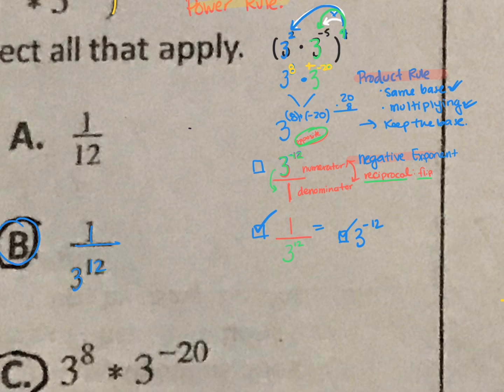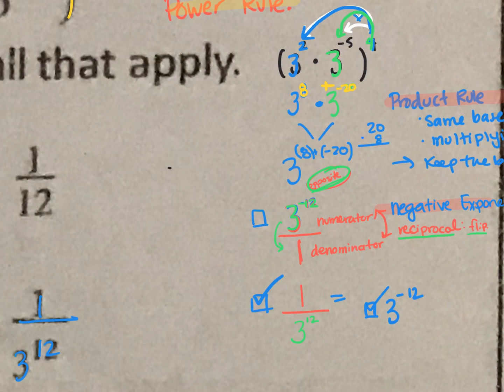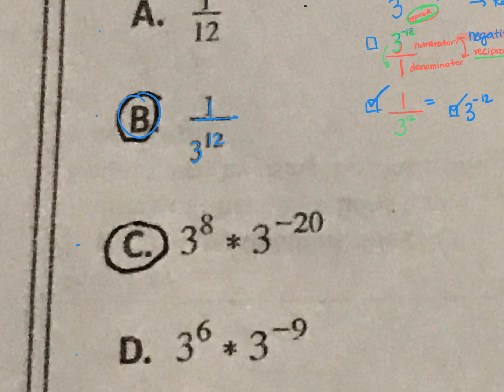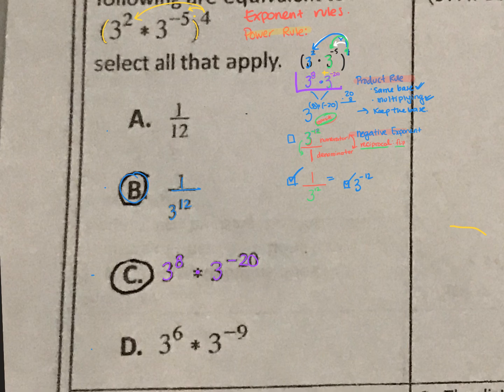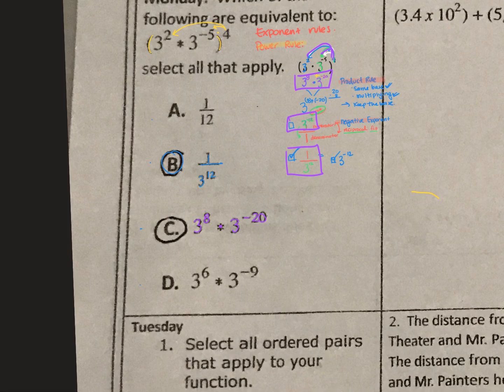And then check this out. Look at, let me use a different color. Three to the 8th times 3 to the negative 20. Isn't that this right here? 3 to the 8th times 3 to the negative 20. So that was way back, right? When we did the distributive property. So these are all good answers that are all equivalent. All right.